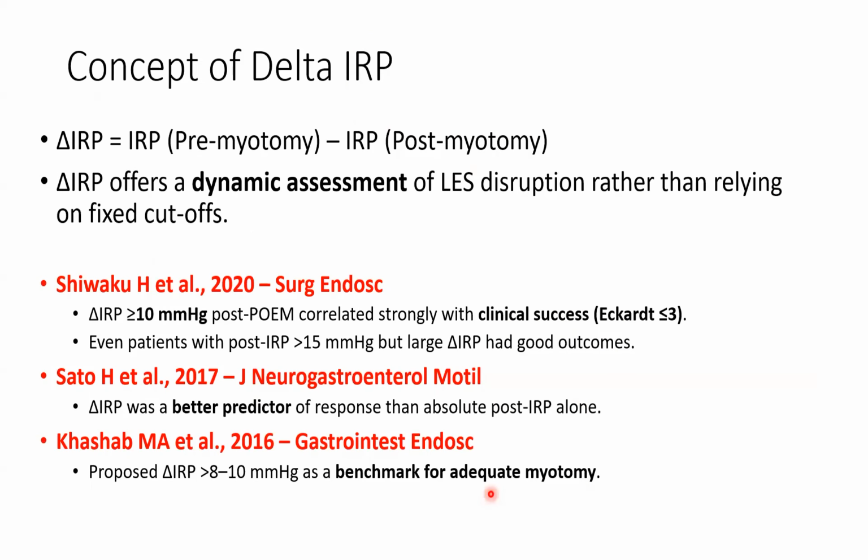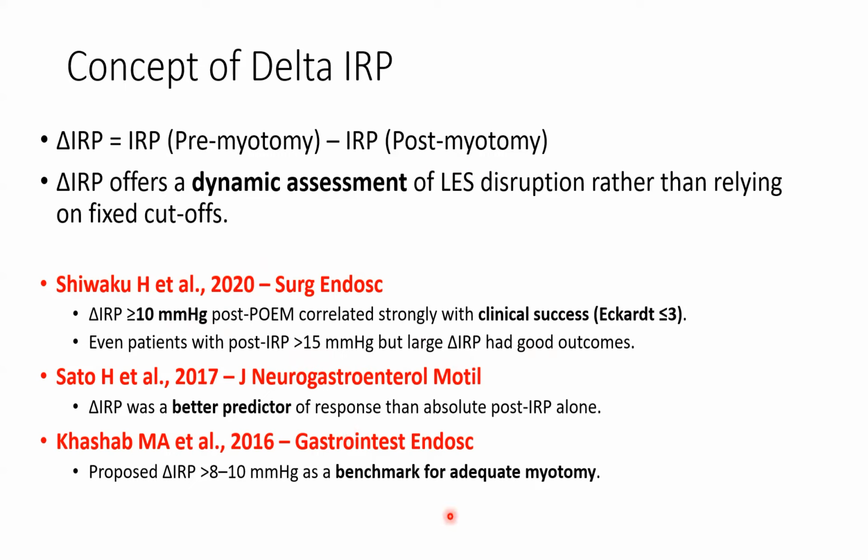There's also a concept of delta IRP. We also published on this. Now, what delta IRP says is that rather than looking at an absolute value of reduction of IRP, look into what percentage has changed. So a delta IRP is a pre-myotomy IRP and a post-myotomy IRP, and it's a more dynamic assessment of the LES. So there are a lot of articles on that. Some said a delta of more than 10 gives you a strong correlation with good outcomes. Even patients with a post IRP delta of 15 had good outcomes.